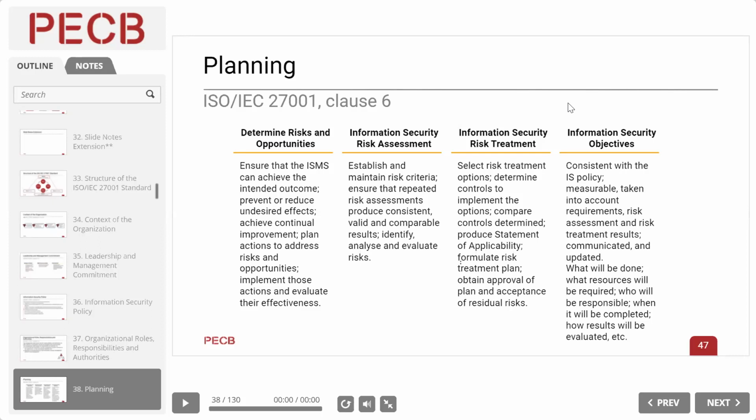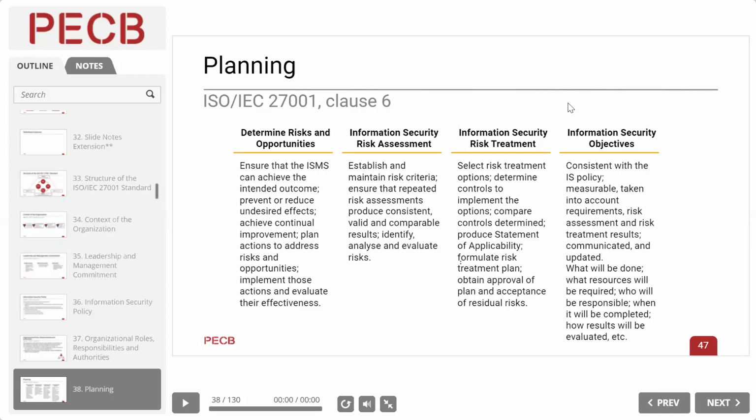So once you are doing your risk management properly, you will identify opportunities. You might even identify new business services, products that the organization can develop. Okay, it is not only risks.